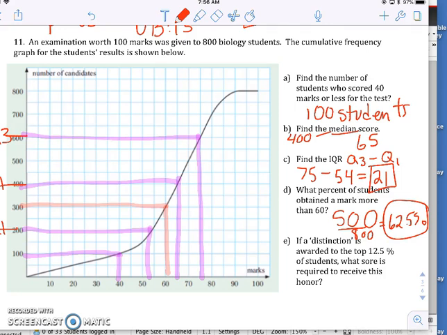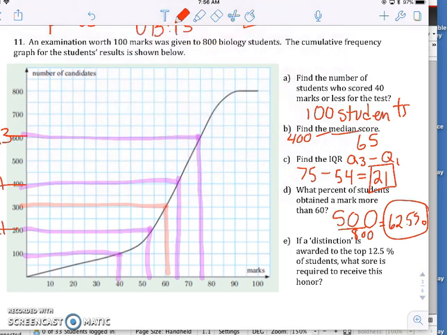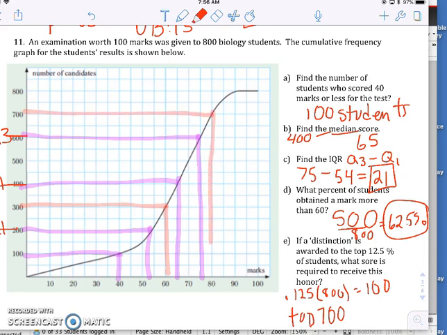If the distinction of the award is for the top 12.5%, so let's see, 0.125 times 800, well, that equals 100. So that means we'd have to look for the top 100, that'd be 700 then. So if we go to 700 on down, that is a score of 80.